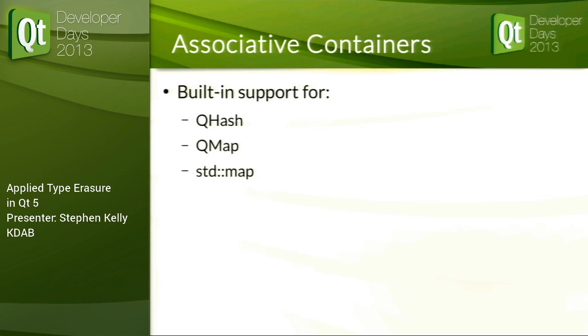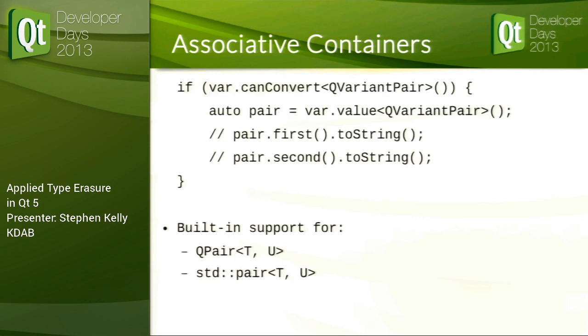So for the associative containers, there's built-in support for QHash, QMap, and std::map. So that's all of the important ones. There's also built-in support for QPair, which technically is an associative container.